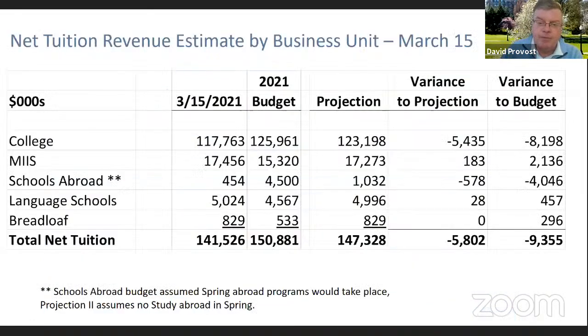We are estimating that impact to be about, when we did this back in January, we'd have a variance to budget, but we projected a number of about $122 million in net tuition revenue. And that $5 million adjustment is now reflected here. So the total impact on net tuition revenue based on our projection is we will miss it by another $5.8 million.